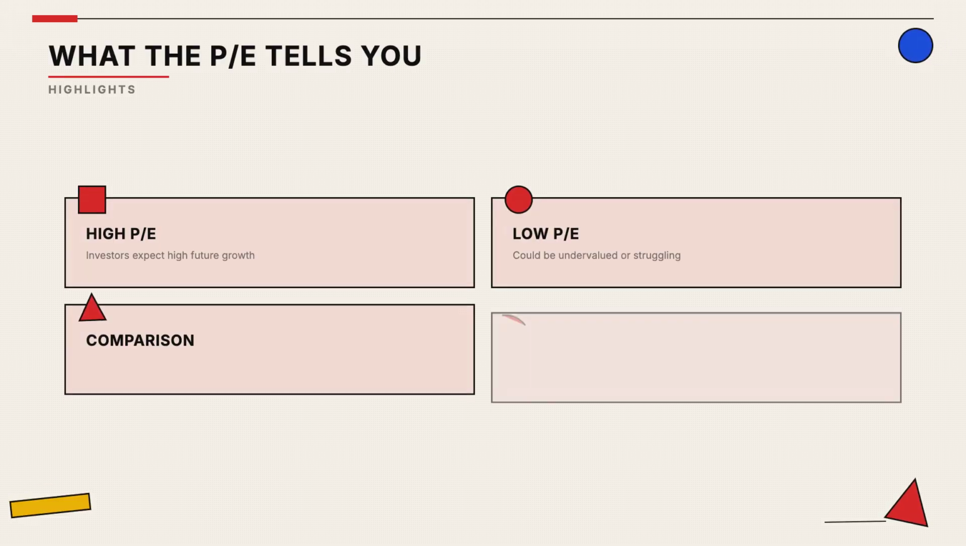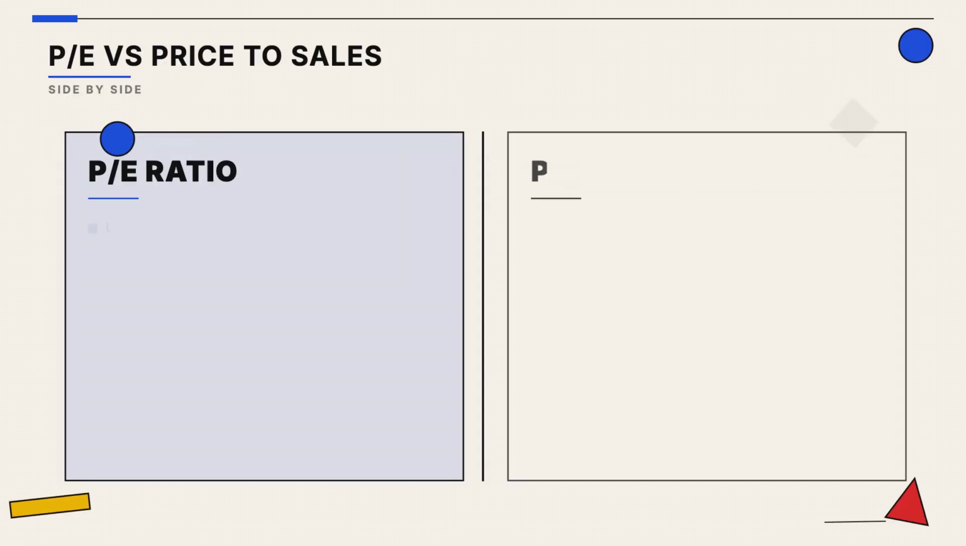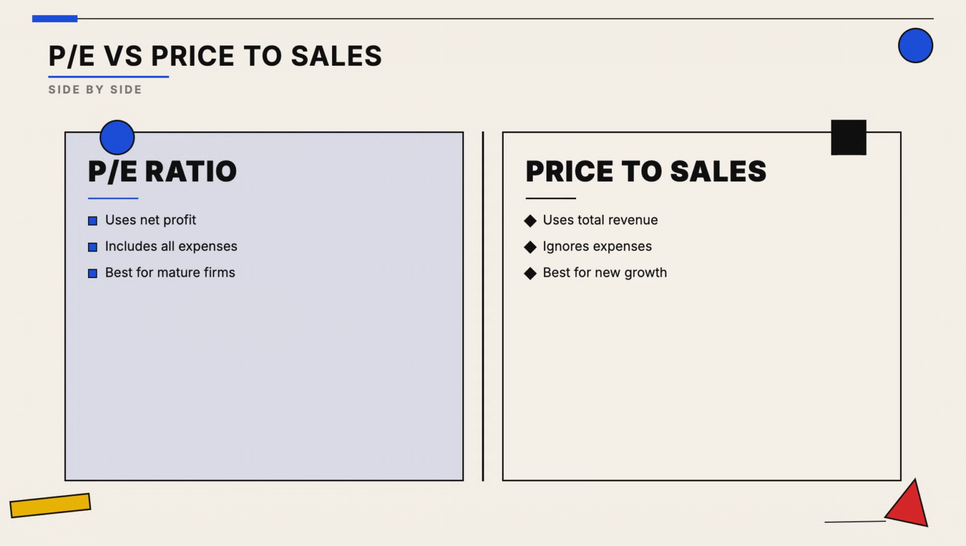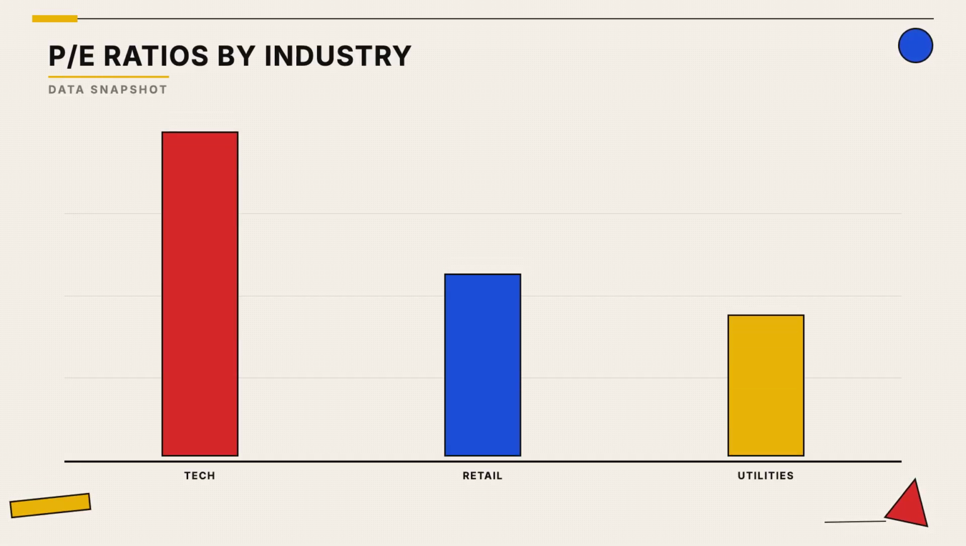A high ratio suggests investors expect strong future growth, while a low ratio might mean a company is overlooked or facing challenges. While PE focuses on profit, the price-to-sales ratio looks at total revenue, which is helpful for companies that are not yet profitable. Different industries have different norms. A tech company might naturally have a higher PE than a utility company due to growth expectations.